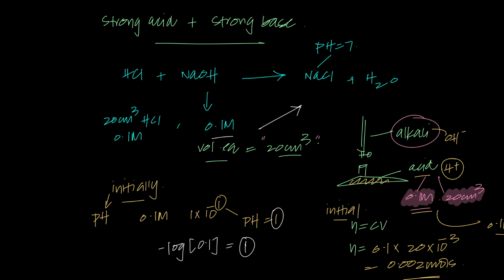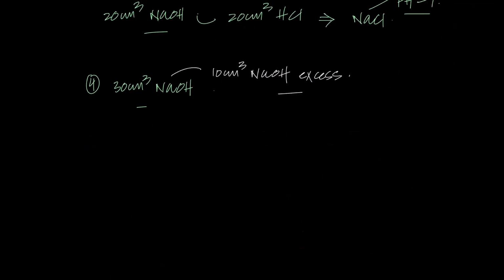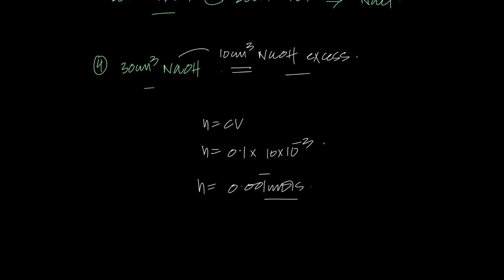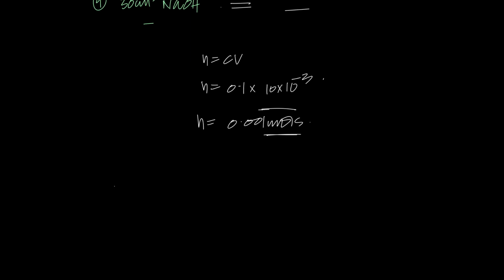Or you could even do it directly. You could say, hey, I don't want to do a ratio. You could directly say n equals CV. The concentration is 0.1, and the excess volume is 10 cm³. So 10 into 10 to the power minus 3. What do you get? The moles of NaOH in excess, the moles that are left in excess. What's that? 0.001 moles. These are now the excess moles of NaOH that you guys actually have. 0.001 moles, they are in excess. And I can even find the pH for this.